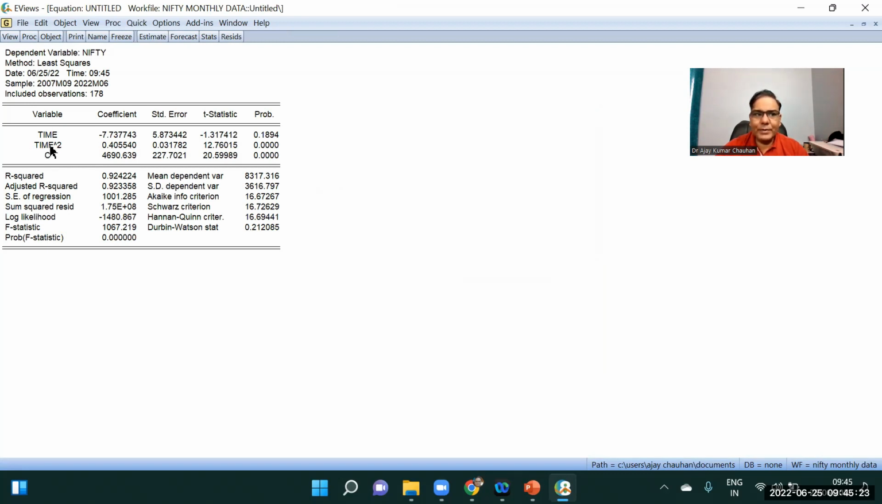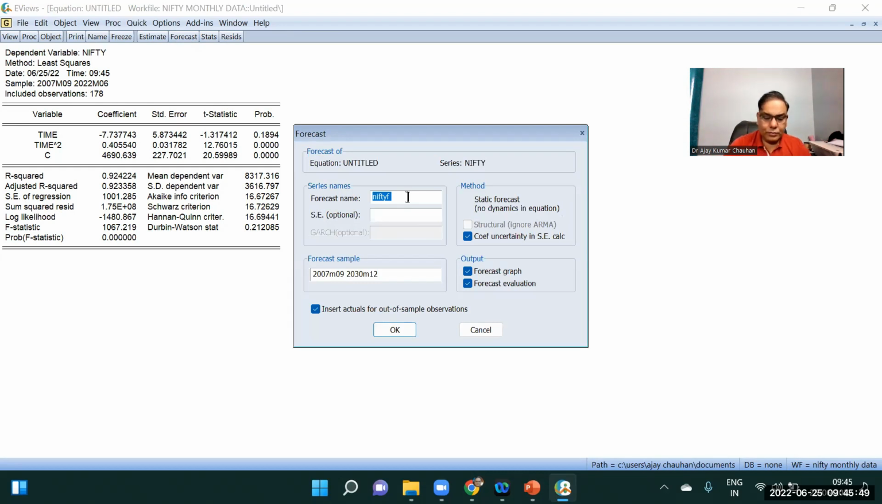And you can also see that time square is significant. The time square is found to be significant. So we will take this time square. It means curvilinear trend is much better as compared to simple trend. And we want to do the forecasting for Nifty using this equation. Again, go to forecast. Now, I am saving the new series in the name of curvilinear forecasting. The sample should be from July 2022 up to December 2030.